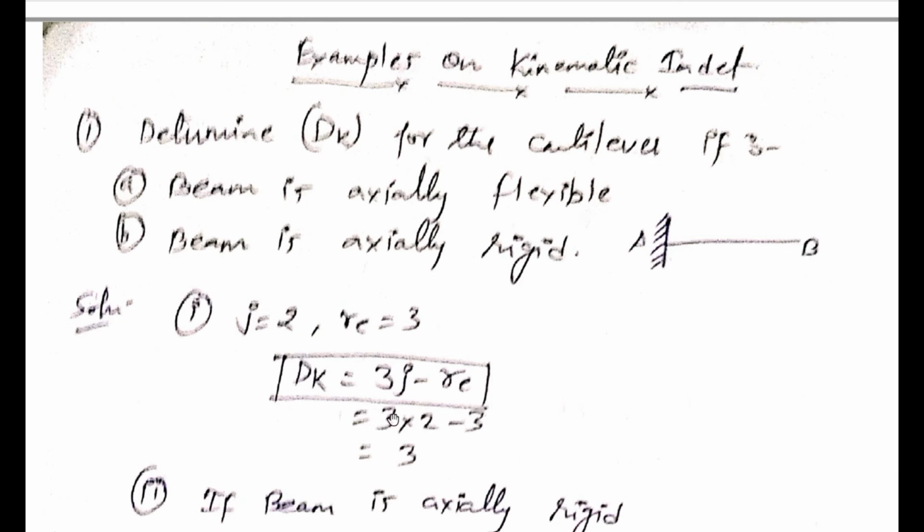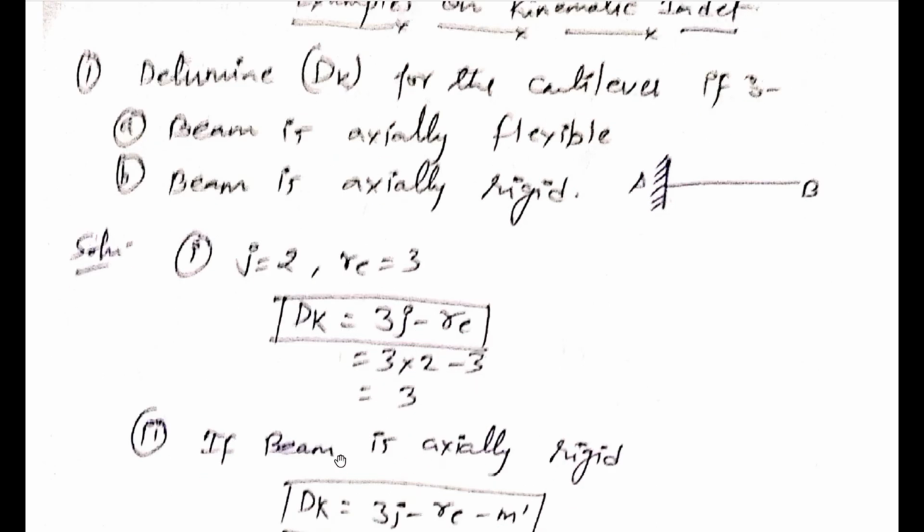We know the significance of j: it means the number of all the joints, that is supported joint, unsupported joint, pin joint, hybrid joint, rigid joint. So A and B both are considered here, and B is an unsupported joint. So 3 into 2 minus re, and the re value is 3, giving one horizontal, one vertical and one rotational movement. So dk is equal to 3j minus re, which is 3.